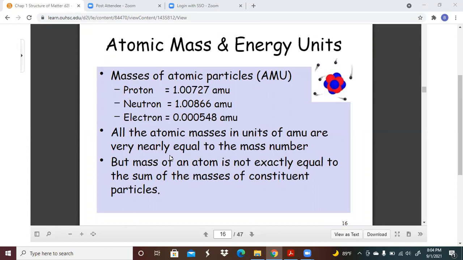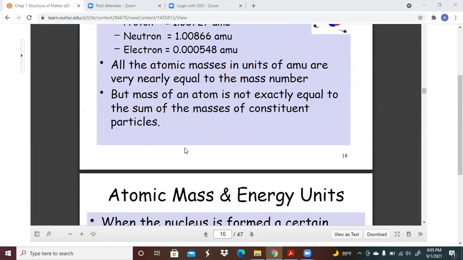So, atomic mass and energy units. Masses of atomic particles in AMU: you can see that the protons and the neutrons are very, very close to each other, but not equal. The neutron weighs a little bit more than the proton does, and the electron is about 1/2000th of a neutron or proton. All the atomic masses in units of AMU are very nearly equal to the mass number.